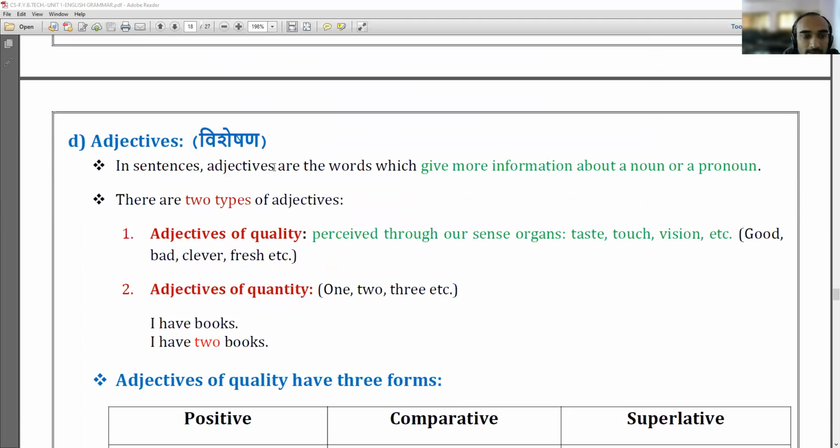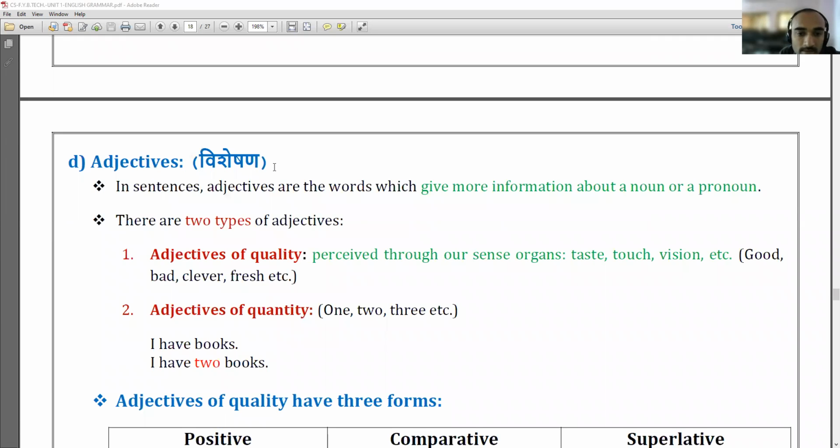Let's start with the adjective and let's see its definition. In sentences, adjectives are the words which give more information about a noun or pronoun. Okay, so this is the definition of adjective. We are discussing adjectives. What are the adjectives? In sentences, adjectives are the words which give more information about a noun or pronoun.